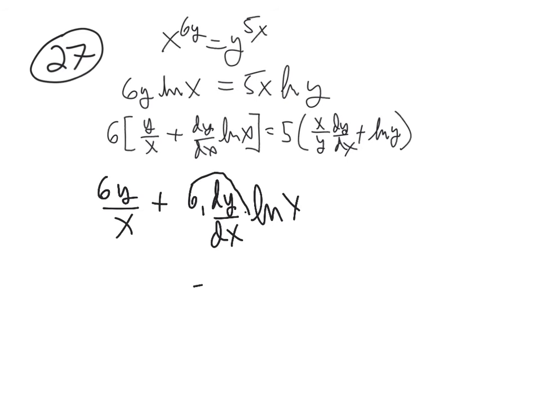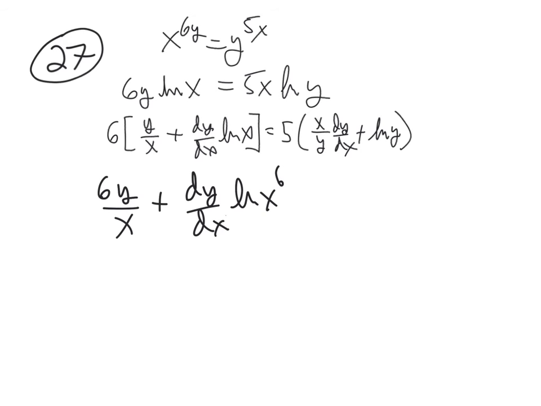So instead of having this kind of complicated looking expression, I can simplify it just a little bit by saying, not 6, I'm going to raise that to a power. dy/dx equals, not equals, I need more coffee. Ln x to the 6th. And then I'm going to do the same kind of thing over on the right-hand side, distribute the 5 through. So 5x over y dy/dx. And then I'm going to write that as plus ln y to the 5th.